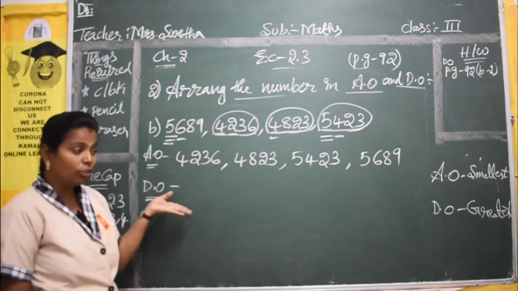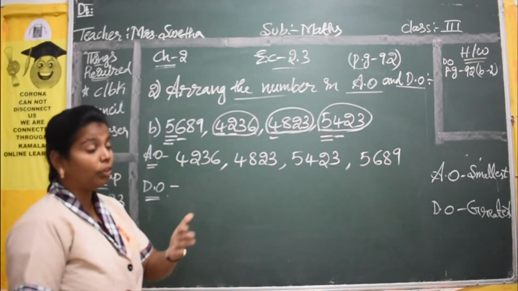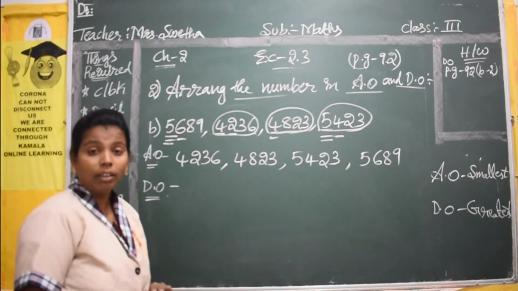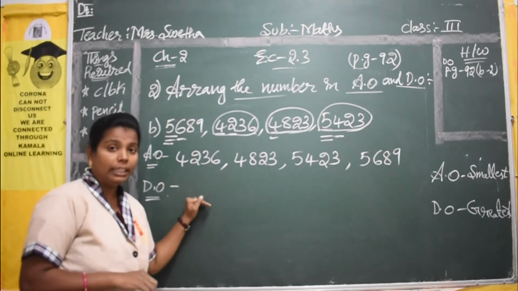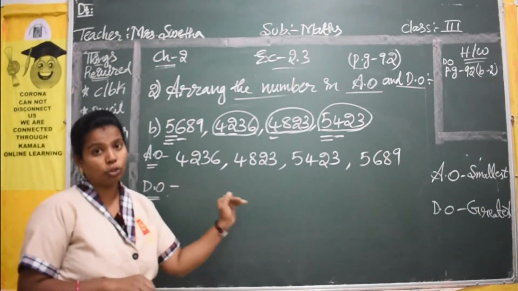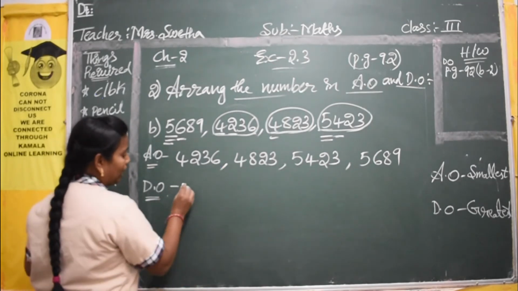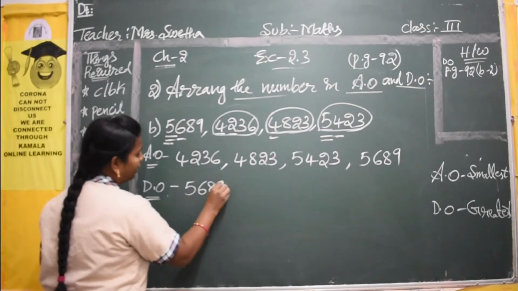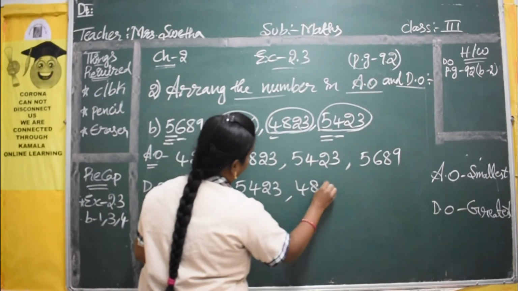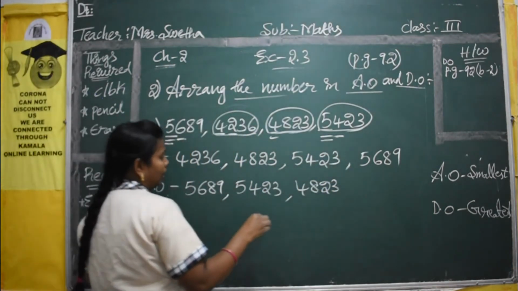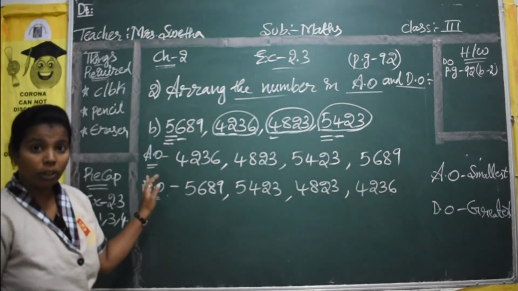Just now I said, children, if you arrange the numbers in one order, you can write from the last and it becomes the other order. Yes, so here you have from smallest to biggest number. In descending order you have to write from the biggest to the smallest number. So here you have to take from the last. 5689, next 5423, next 4823, and from the last, 4236. Okay, so this is about your second one, children.